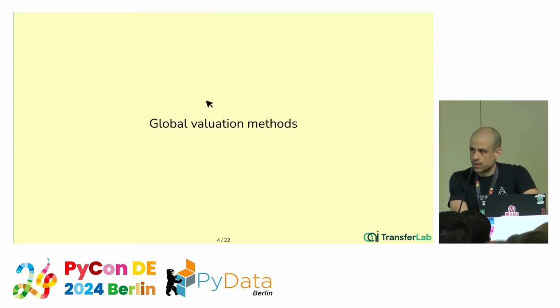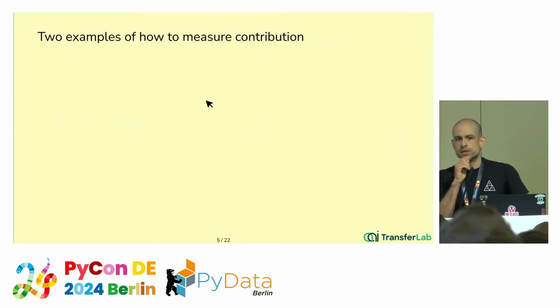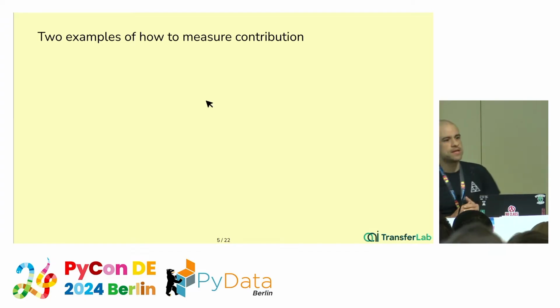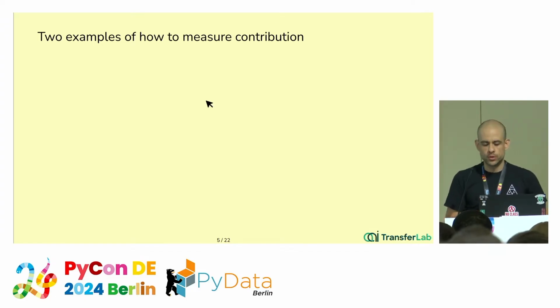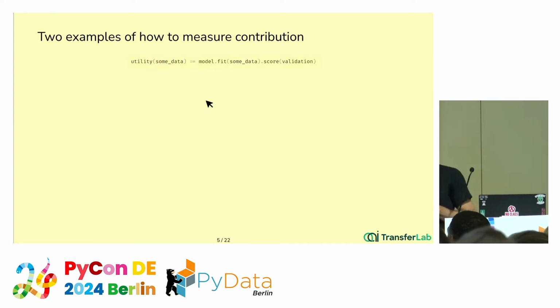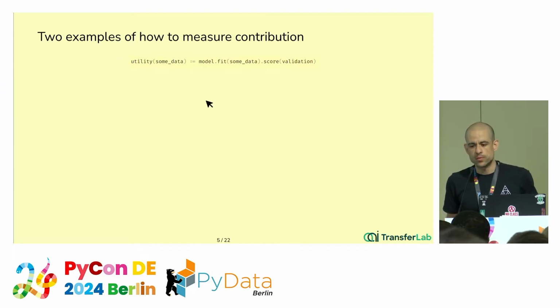So for the global valuation methods, I think it's good to have a little understanding of what it means to evaluate points or to value points. So we're going to explain real quick a very simple way of doing this, which is first defining an object called utility. This comes from cooperative game theory, which is a field which started many of the methods that we're going to be talking about. So we define a utility, which for us is: give me some data.